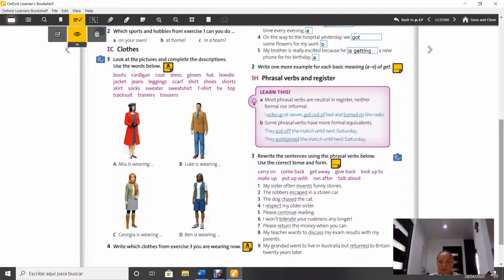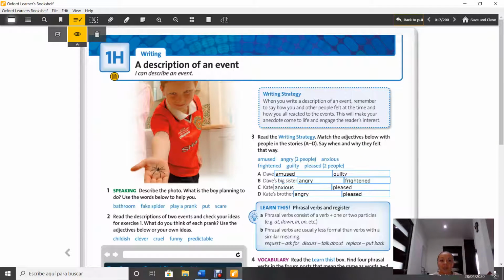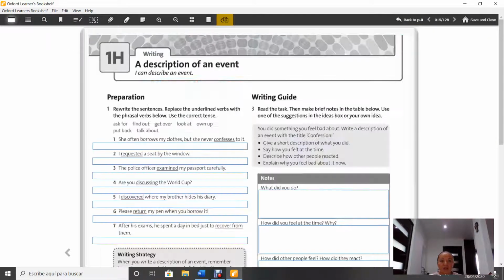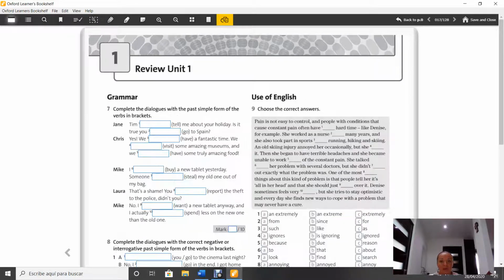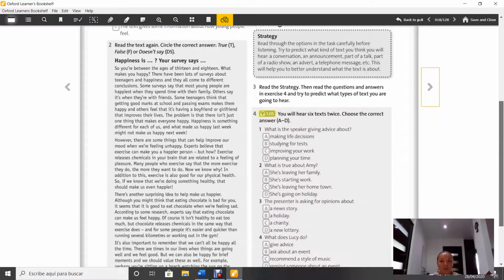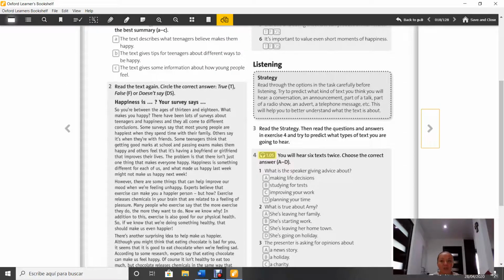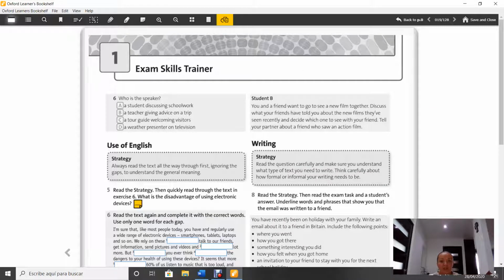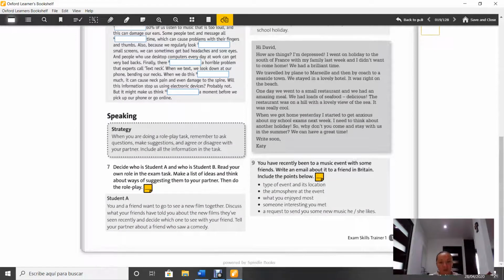Now, as you can see, we have already finished Unit 1. For homework, you have to answer lesson 1H from your workbook. Remember that you had to answer the review from Unit 1 yesterday. And now you have to finish unit number 1 from your workbook. Okay, so you have to answer pages 18 and 19 from your workbook 2.